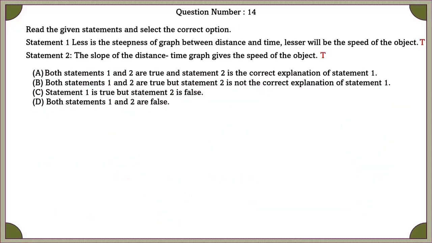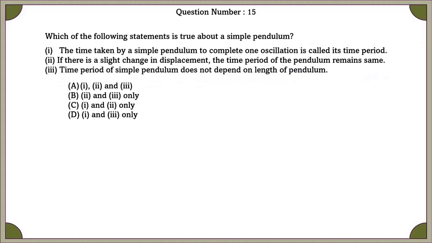Question number 14. Read the given statement and select the correct option. Statement 1. Less is the steepness of a graph between distance and time, lesser will be the speed of the object. Yes, this is true. Statement 2. The slope of the distance-time graph gives the speed of the object. Yes, this is also true. Both the statements are true and statement 2 is the correct explanation of statement 1.